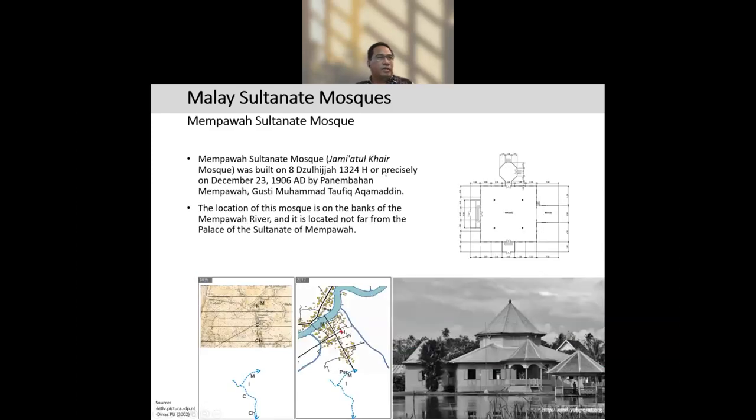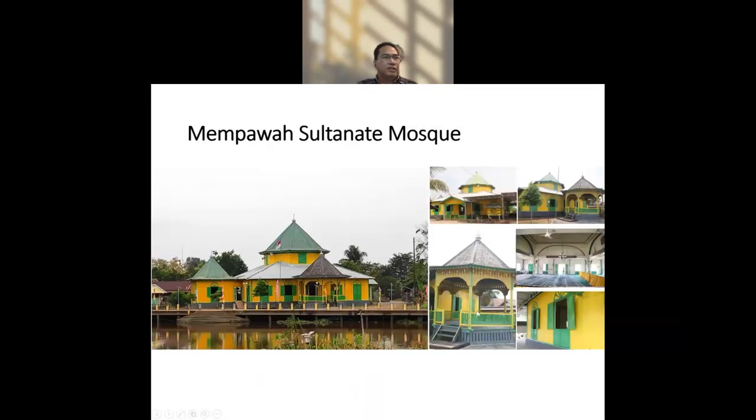And then we have Mempawah Sultanate Mosque, built in 1909 by Panembahan Mempawah. The location is the bank of the Mempawah River, far from the Palace of the Sultanate. You see, there is a different shape of the roof. It's hexagonal. This is the mosque of the Mempawah Sultanate.